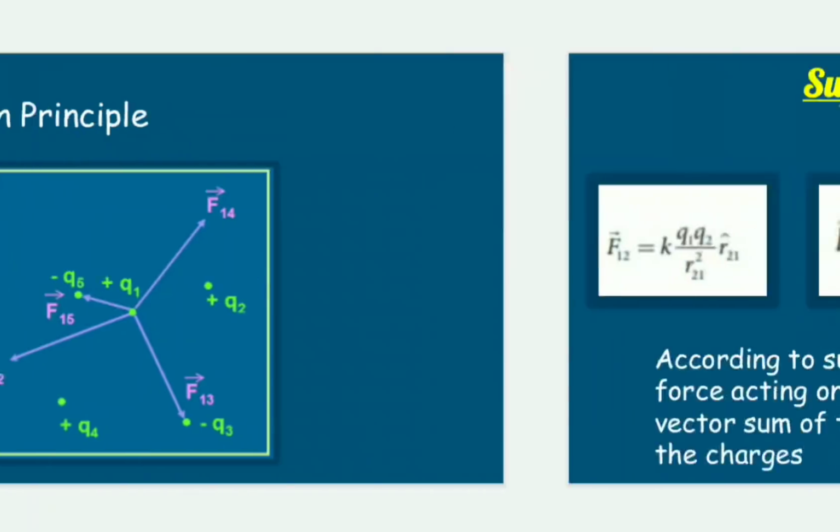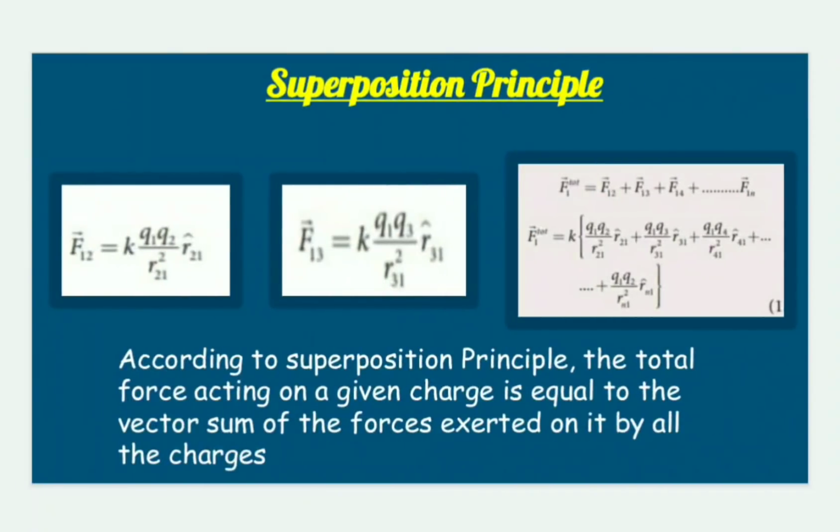How can we find the total force? We are going to see. So what is F12 now? K into Q1 Q2 by R21 square R21 cap. We are very familiar with that. F12 is nothing but the force experienced by the first charge because of the second charge.